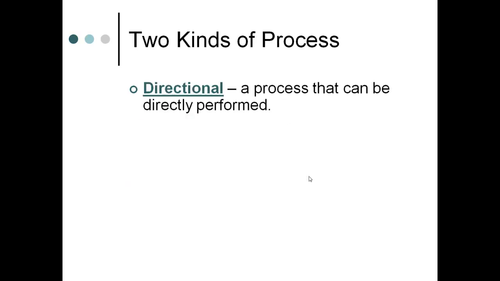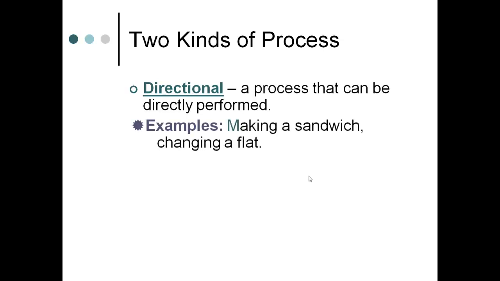There are 2 kinds of process, and depending on your textbook, you may encounter similar but slightly different words. First is a directional process. It is something that can be directly performed. For example, someone can make a sandwich or change a flat tire. These are things that you can tell someone how to do, and they can in turn perform the steps in the way you tell them to. So this is a directional process.